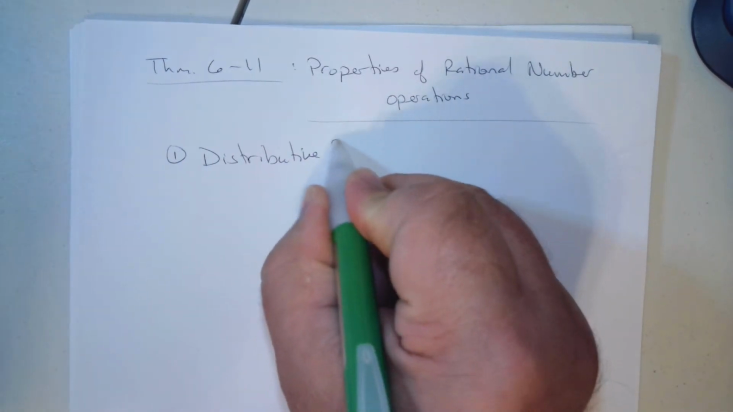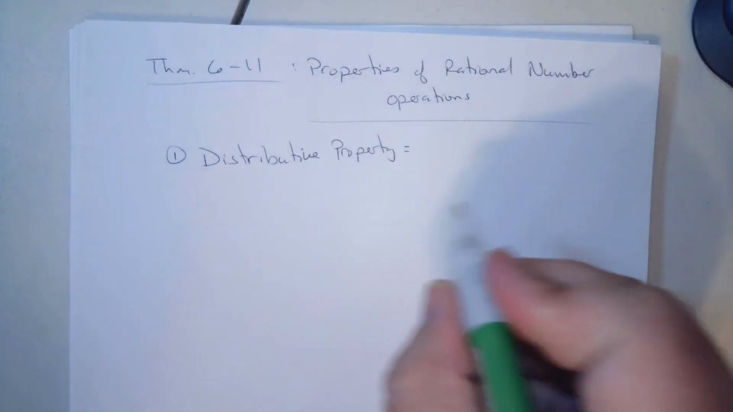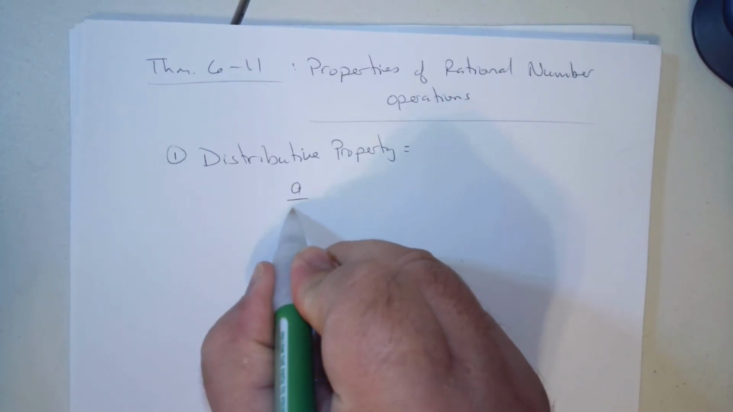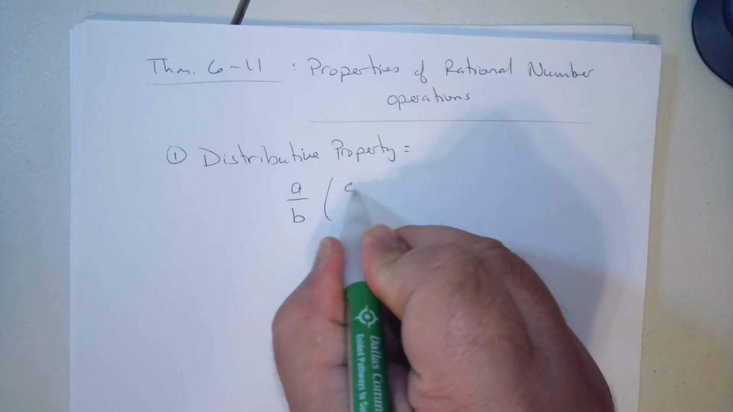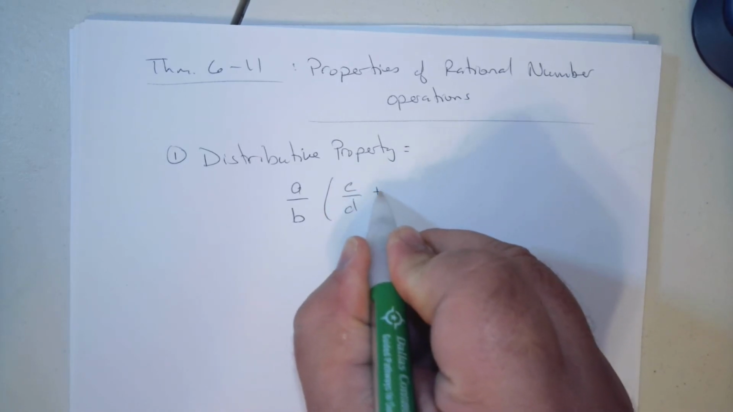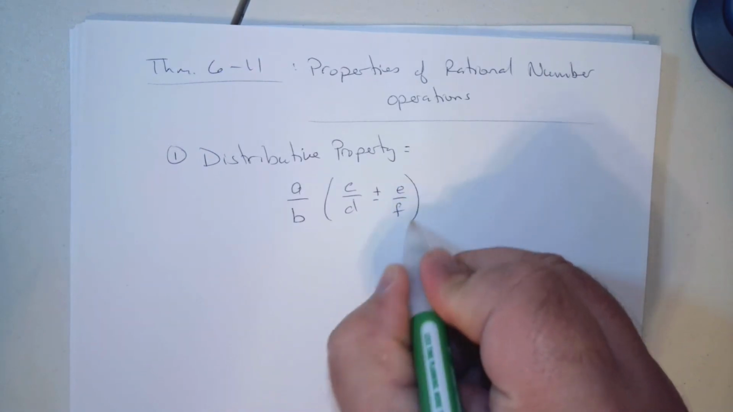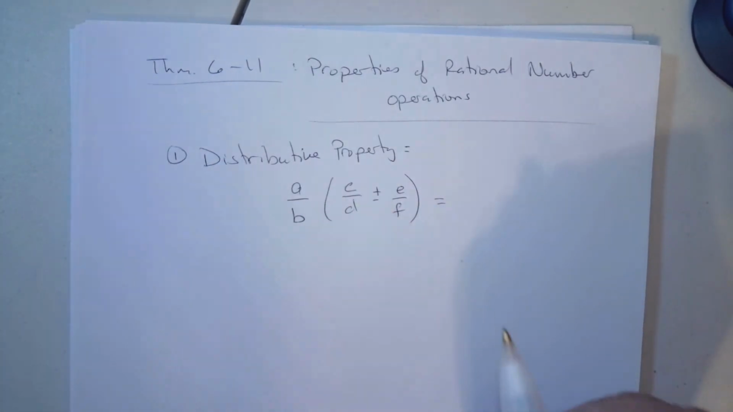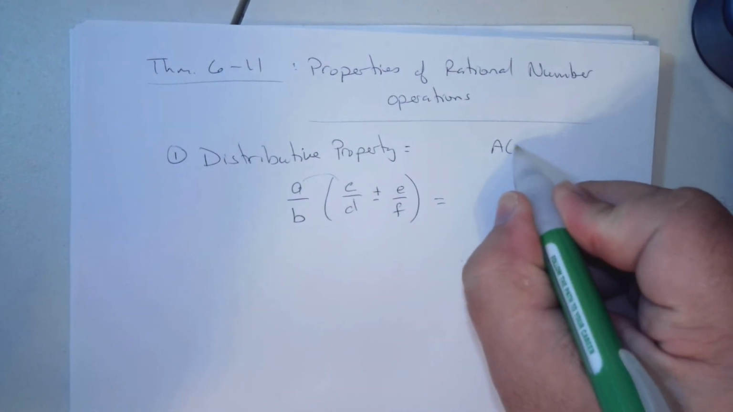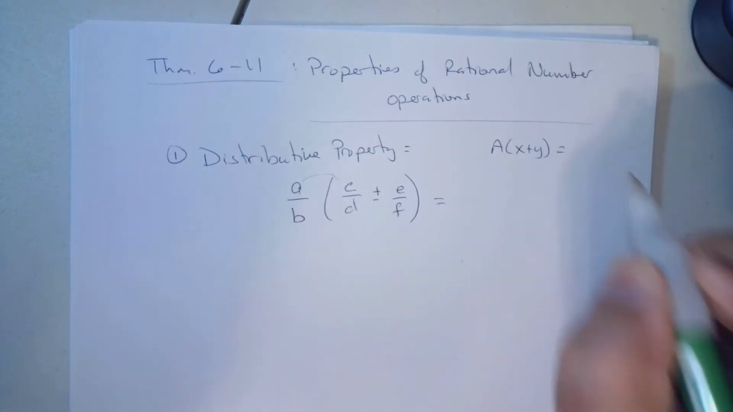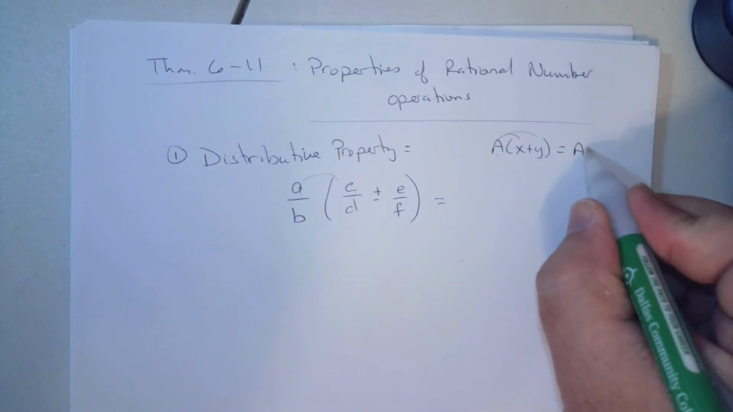The distributive property. If we have A times B, A over B times C over D, plus or minus, doesn't matter which one we're using, E over F. Again, the distributive property earlier, we use this. Coefficient is A, so we multiply it to everything inside there.